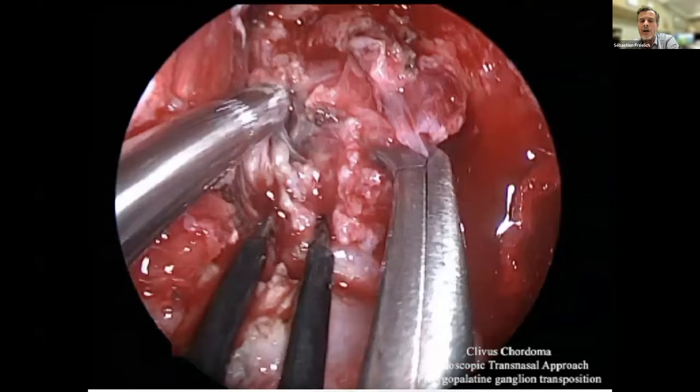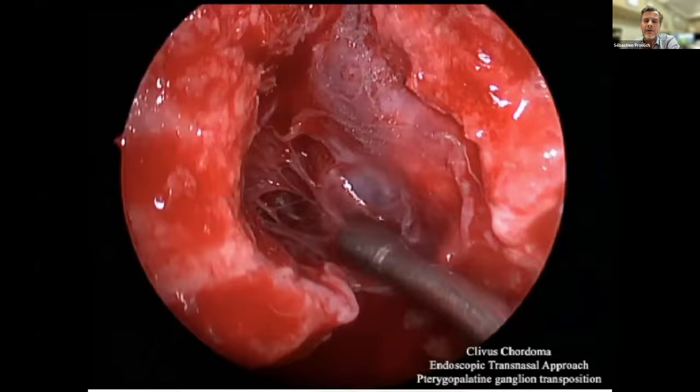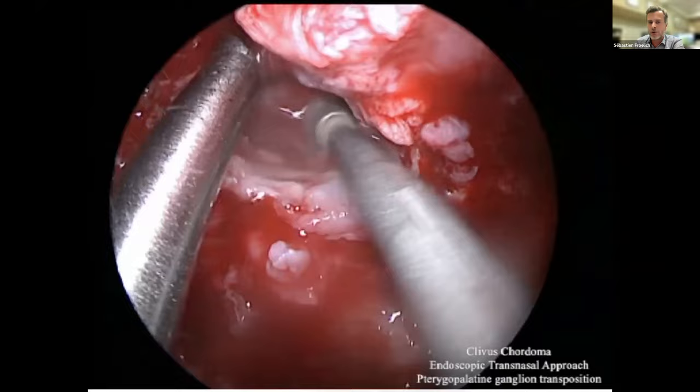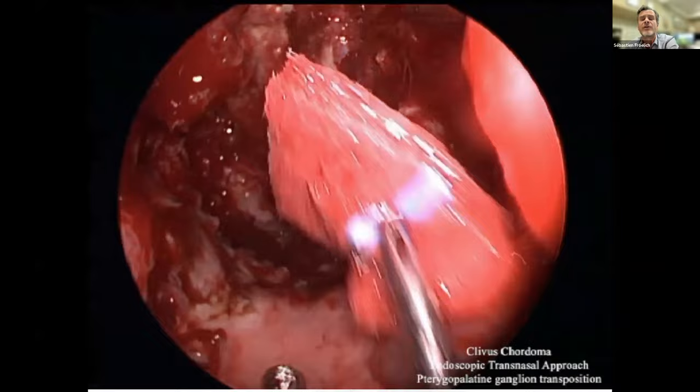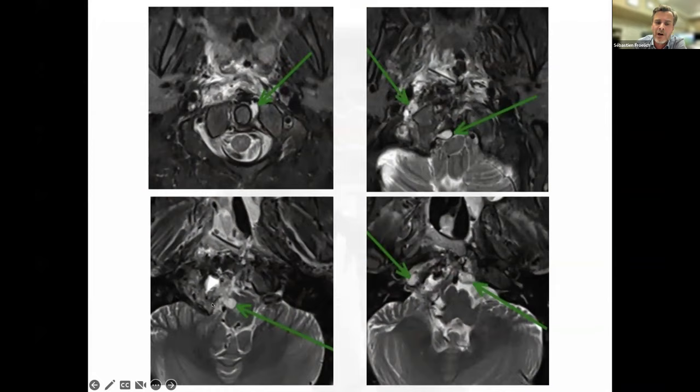Here we are using the shaver to take most of it, and we find a plane in the prevertebral space between the tumor and the pterygoid muscle here, on the pharyngeal muscle. Drilling of the condyle to take the pathological bone out. We just saw here the hypoglossal nerve with resection of tumor above and below, and at the end closure with a nasoseptal flap. That's a postoperative MRI. Not bad, but obviously there is still some tumor.